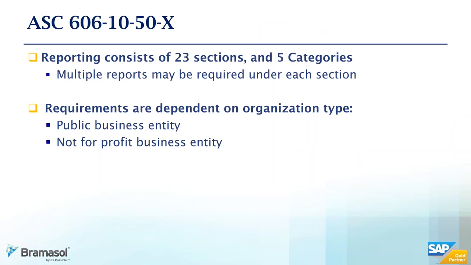So essentially, the reporting consists of 23 sections and 5 categories. There are multiple reports required under each section, and we've broken them down into those piles of quantitative, qualitative, and a couple in the mixed category where there's a bit of both. The requirements are not dependent on industry. They are purely broken down into public business entities and not-for-profit business entities. We haven't yet addressed the not-for-profit business entity. If you are a not-for-profit, we can certainly sit down and discuss with you what the particular requirements are, but we haven't developed anything in this package that addresses that.